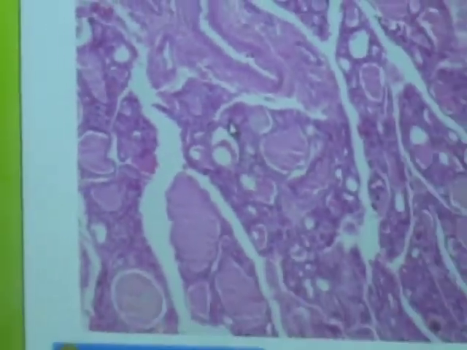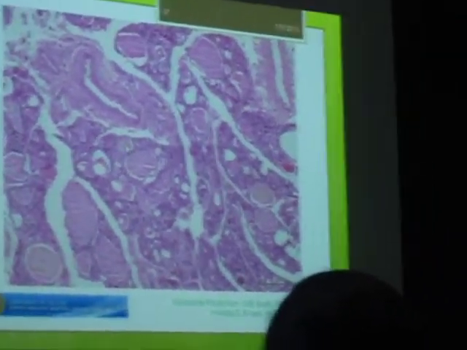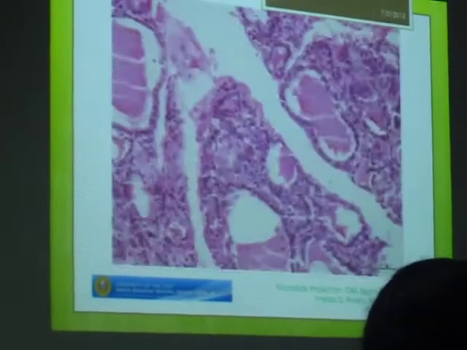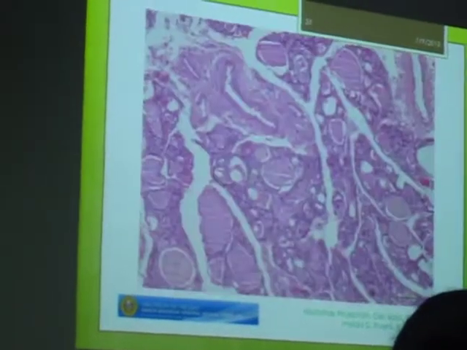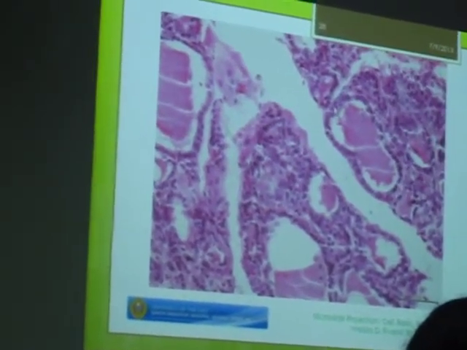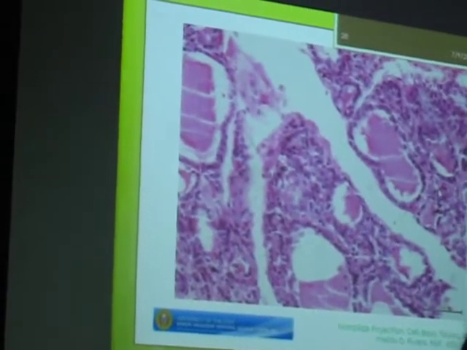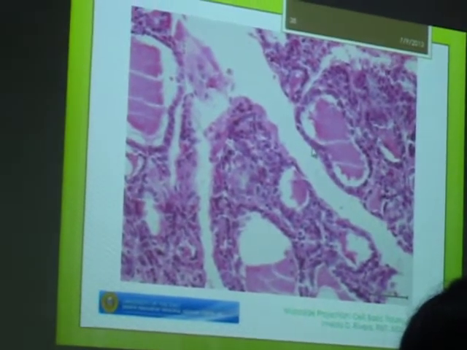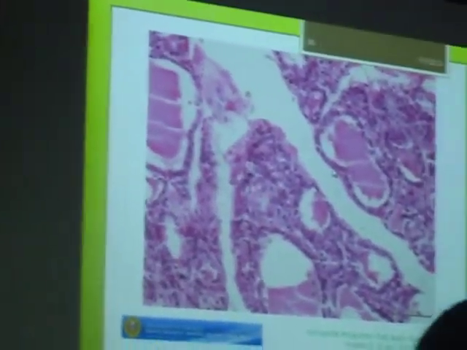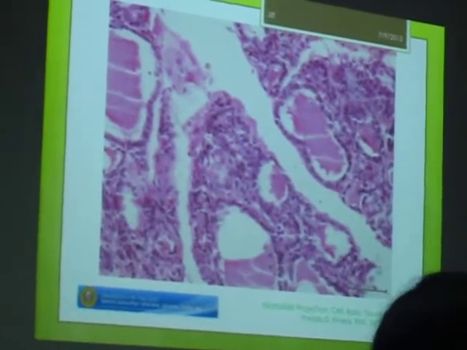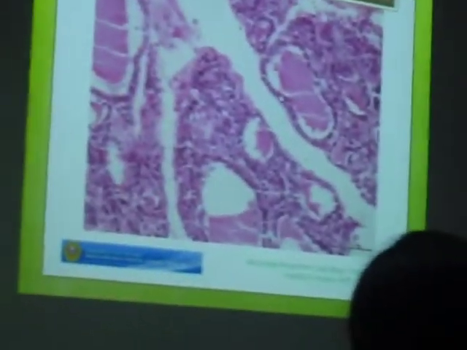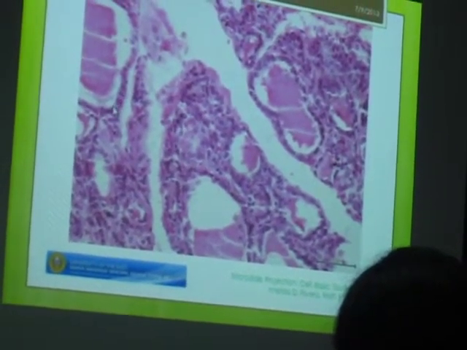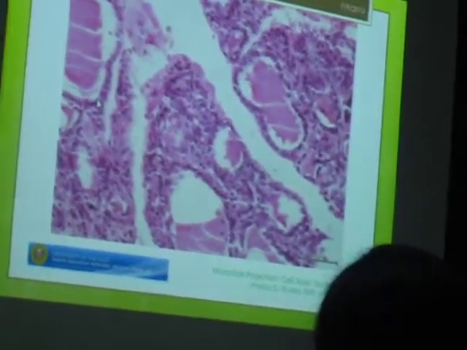Now another organ. If you notice, I'm not mentioning the organ, you don't need to identify it. But when you focus on high power, you see these follicles lined by what type of tissue? It's also simple cuboidal epithelium. This is also simple cuboidal. This is from your thyroid.